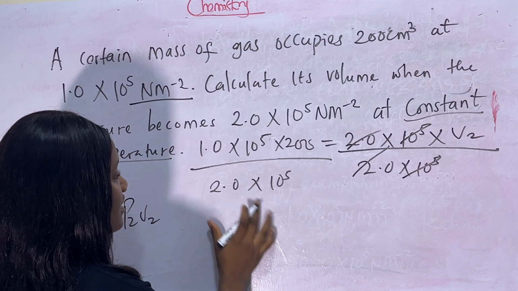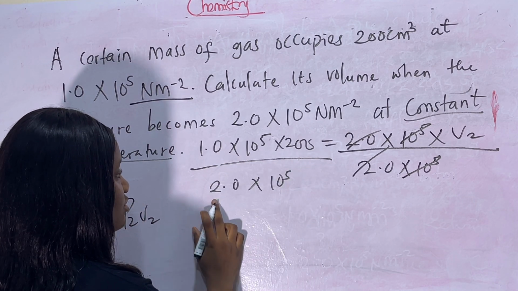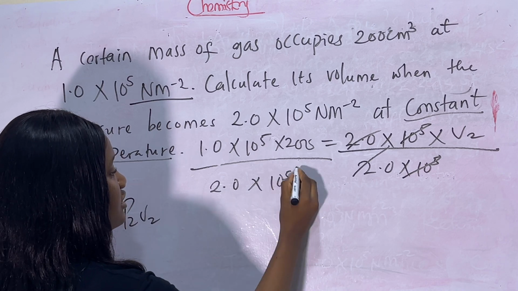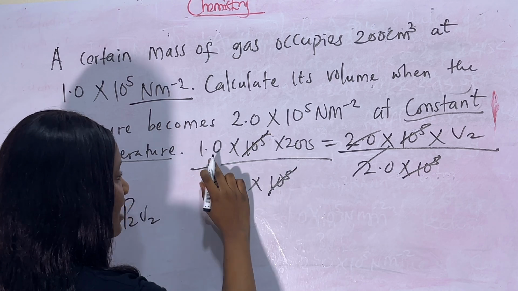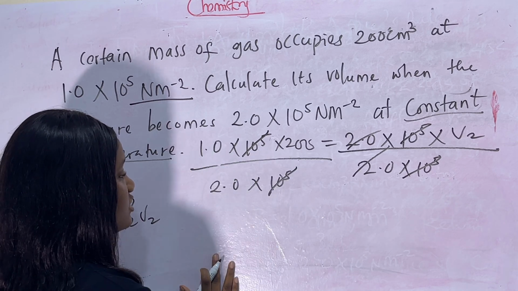So what I'm going to have here is 1.0 × 10^5 times 200 all over 2.0 × 10^5. So this can cancel this. So what I have here is 200 times 1.0. 200 times 1.0 is 200.